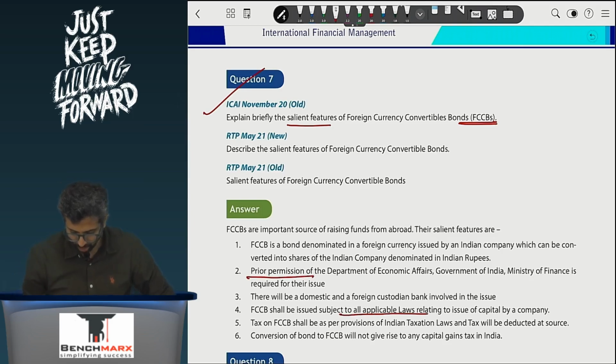FCCB can be issued subject to applicable laws. Tax on FCCB will be as per Indian tax law, etc. In point 1 they've just explained what FCCB is.